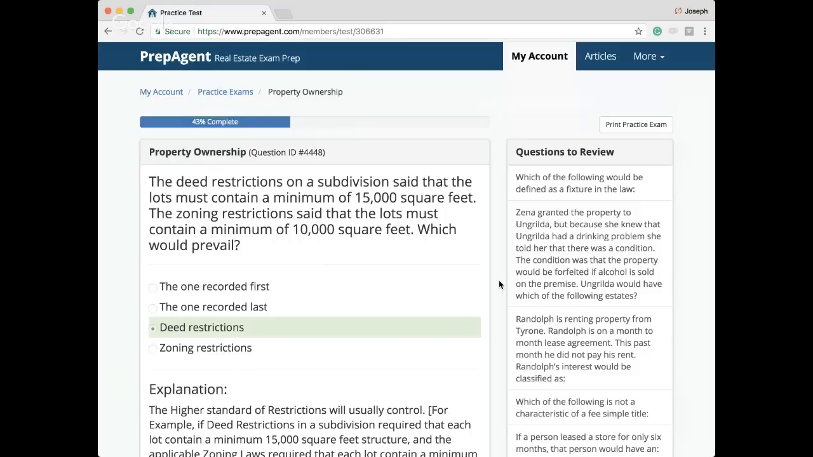Okay, so it wasn't a matter of first or last or deed or zoning. It was which was the more restrictive.